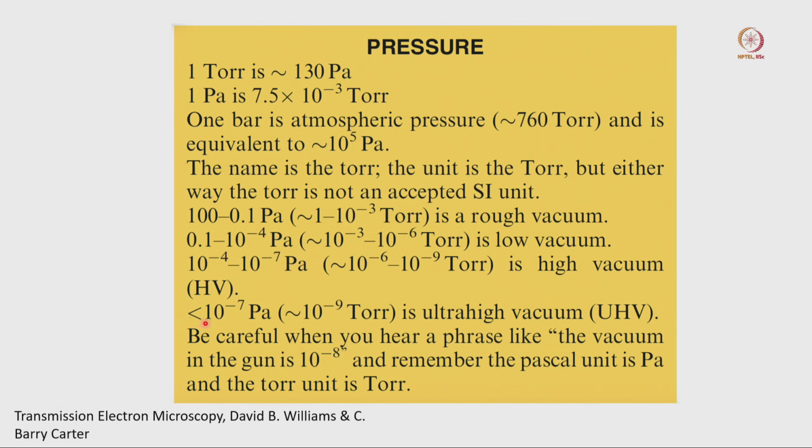So, generally for an ultra high vacuum microscope we are using 10 to the power minus 7 Pascal; generally 10 to the power minus 6 to 10 to the power minus 7 is good enough. Additionally, as I mentioned, the vacuum in the gun area is 10 to the power minus 8. Because the gun is a very sensitive and very expensive part of the electron microscope, it is better to protect that area properly.